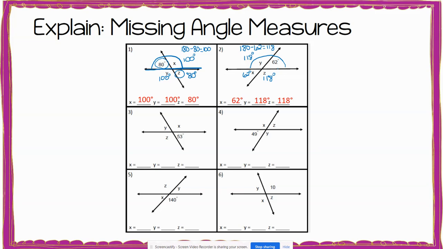Let's check your answers. For number 3, X should be 127, Y should be 53, and Z should be 127. For number 4, X is 131, Y is 131, and Z is 49. For number 5, X is 40, Y is 40, and Z is 140. For number 6, X is 108, Y is 72, and Z is also 72. If you have questions about any of these, let me know now.